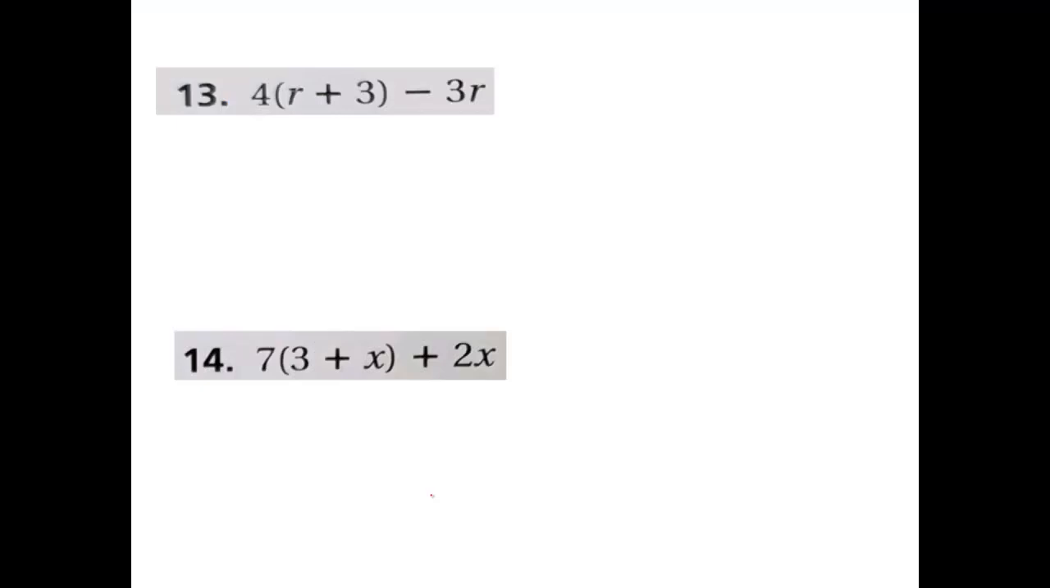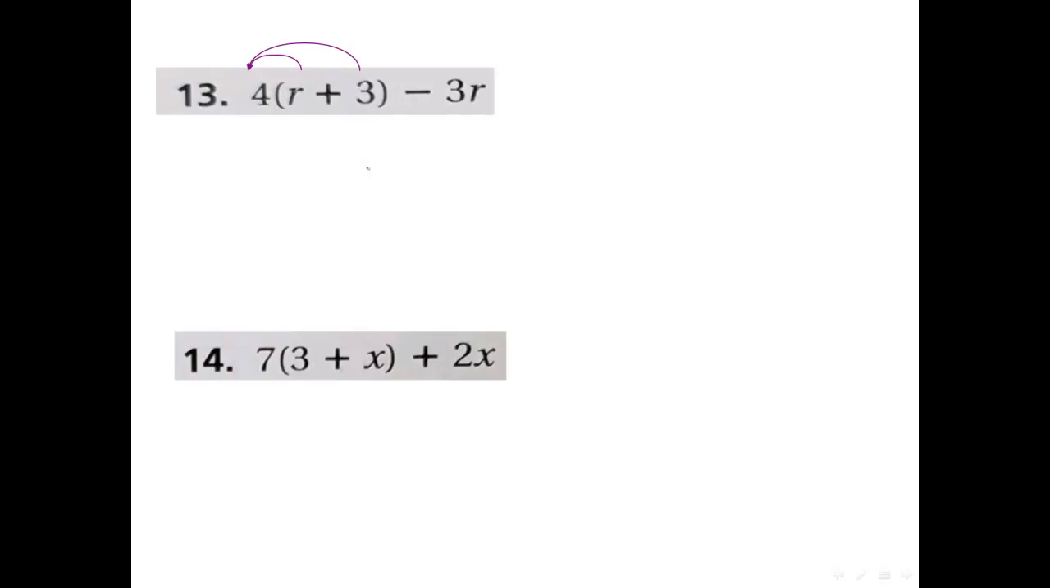Next question, question 13. 4 multiplies r plus 3 and then negative 3r. What does this practice mean? This means that we will use the distributive property. How will we use it? We will take 4 and distribute it inside the brackets. So we will take 4 multiplied by 3 and 4 multiplied by r.